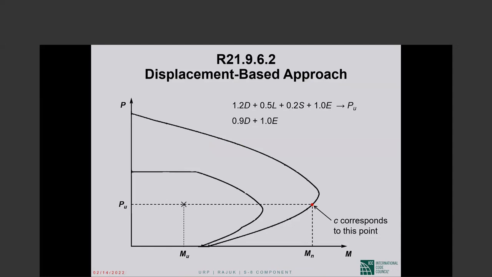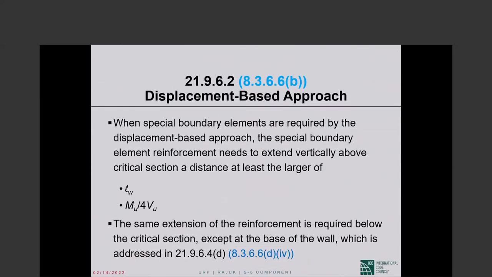The neutral axis depth C must be computed at that location for the combination of P sub U and the corresponding M sub N of the critical shear wall section at the base. It's very, very important to understand that that is the C we are talking about. If this C exceeds the critical neutral axis depth, then some part of the shear wall cross section has to be specially confined.